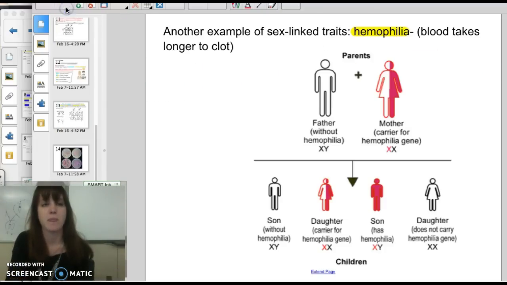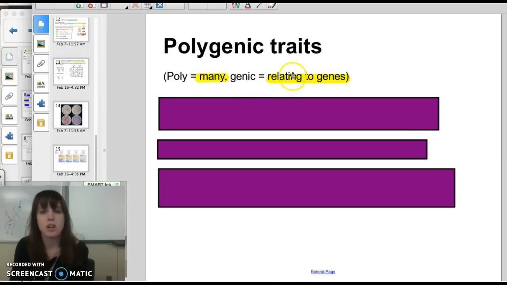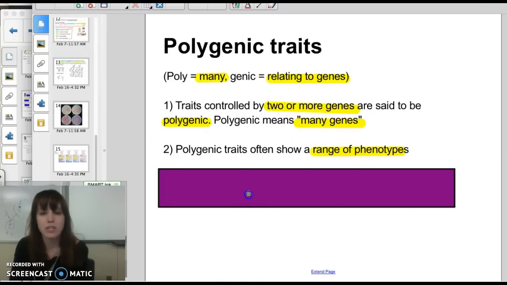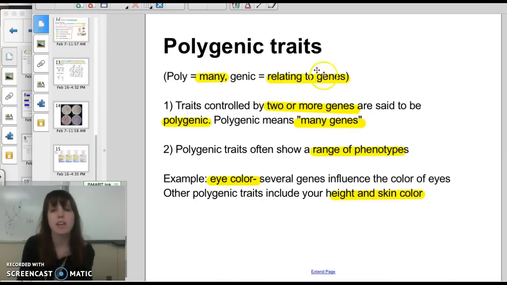Okay. All right, so another example of sex-linked would be hemophilia, which is a genetic disorder, meaning that the blood takes longer to clot. One of the last few is polygenic traits, and so these are traits that have many genes that control the trait. Okay, and so poly meaning many, genic meaning genes. Okay, so examples would be your eye color.